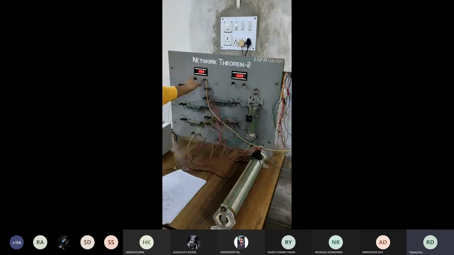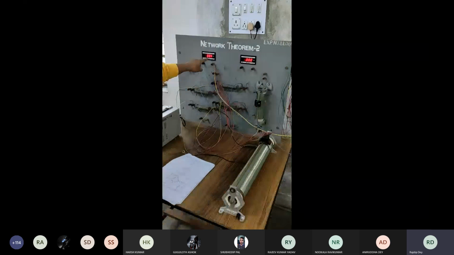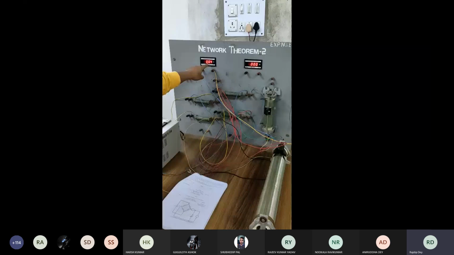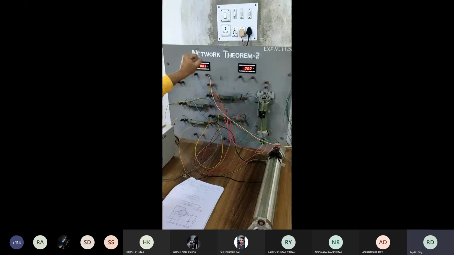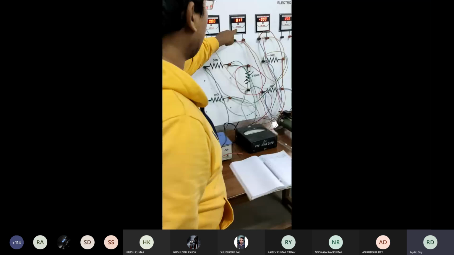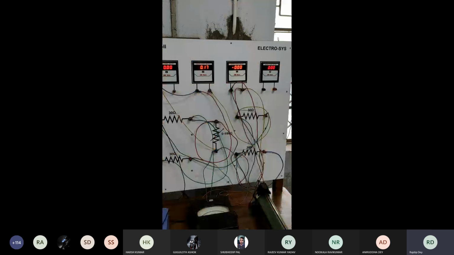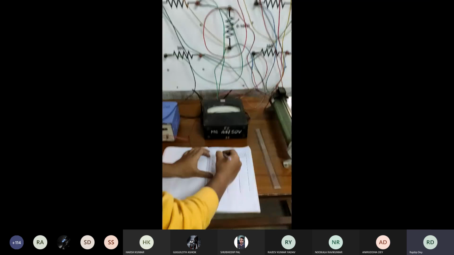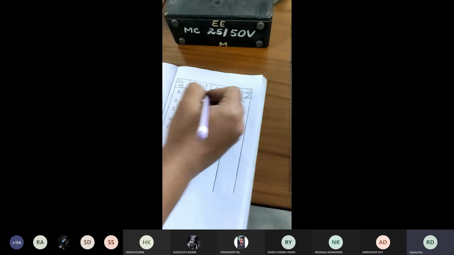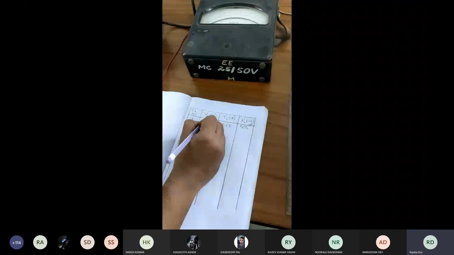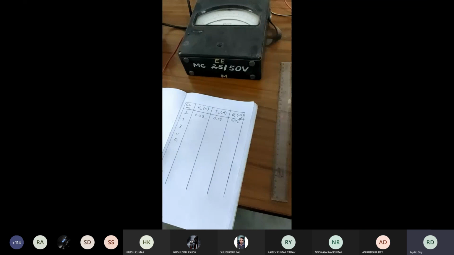So the first reading we can take from here. We can see it is showing near about 0.3, and our current value is showing 0.17 ampere. So our first reading is 0.17 ampere, and the voltmeter reading is 0.03 volt. So this is our first reading.